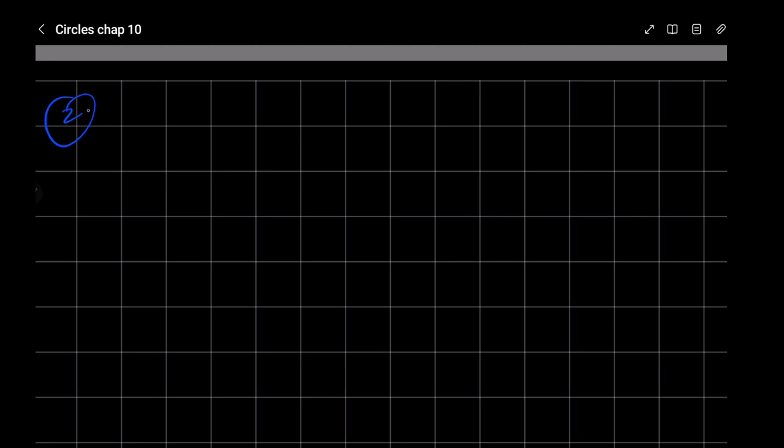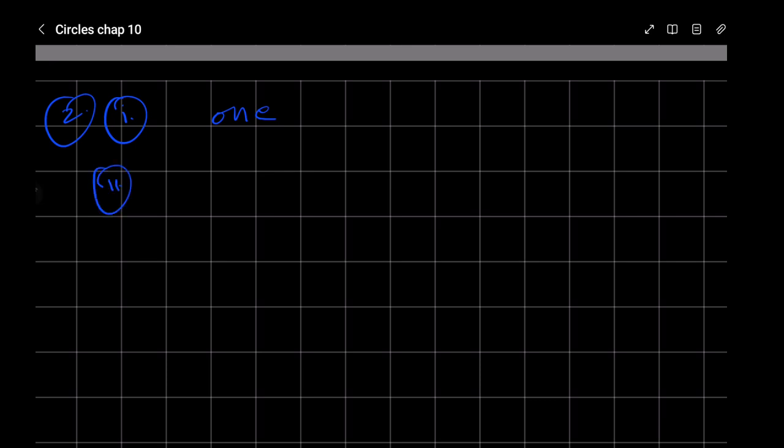Question number 2 is a kind of fill in the blanks. Let us take the first question. A tangent to a circle intersects it in how many points? Obviously, it just intersects at one point. If it intersects at 2 points, then it will be a secant, not a tangent.